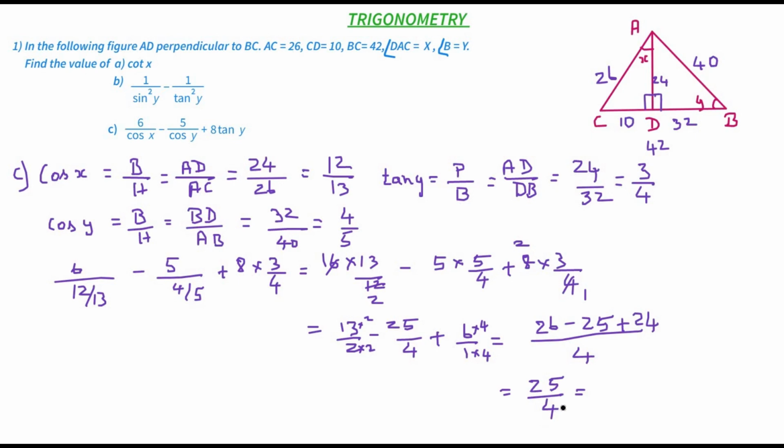So 25 by 4, we have to divide. 4 times 6 is 24. The remainder is 1 by 4. You have to use the QRD method. Please check that video. You will have a detailed explanation of how to convert an improper fraction to a mixed fraction. So our final answer is 6 1 by 4. Isn't it easy? This question looks pretty hard. It's a pretty lengthy question, but it is very easy once you find out all the values of the sides.